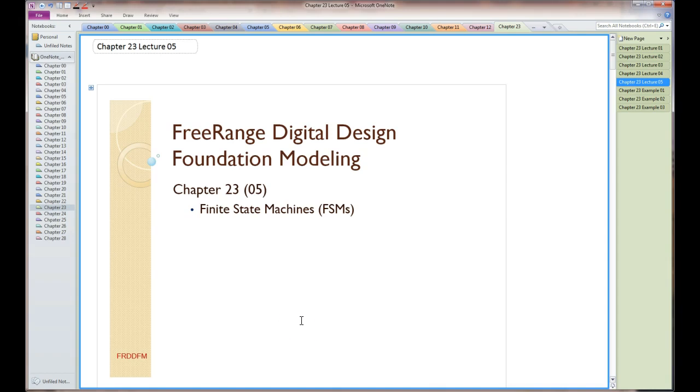This is Free Range Digital Design Foundation Modeling, Chapter 23, Lecture number 5. We've been talking about finite state machines, developing some counters using finite state machines, and this is a summary lecture. We're not going to do any example problems in this lecture.